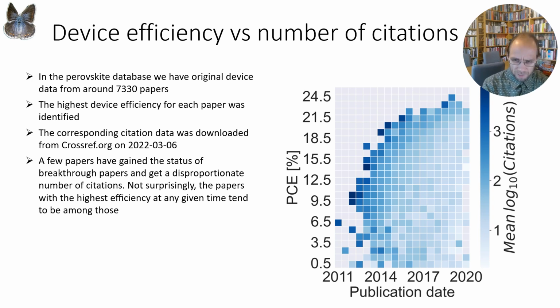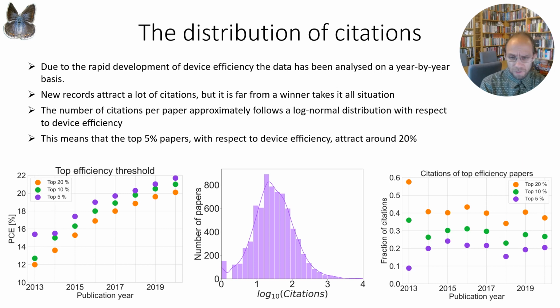So no surprises there. But if you look a bit closer at the data, we start to see interesting things. But we should remember that due to rapid development of device efficiencies and the fact that citations have a tendency to accumulate over time, we can't compare all data at the same time, so we have to bin it in some way. So I have analyzed data on a year-by-year basis. And when I do this, I see that papers with record efficiencies do, as expected, attract a lot of citations. But it's pretty far from a winner-takes-it-all situation.